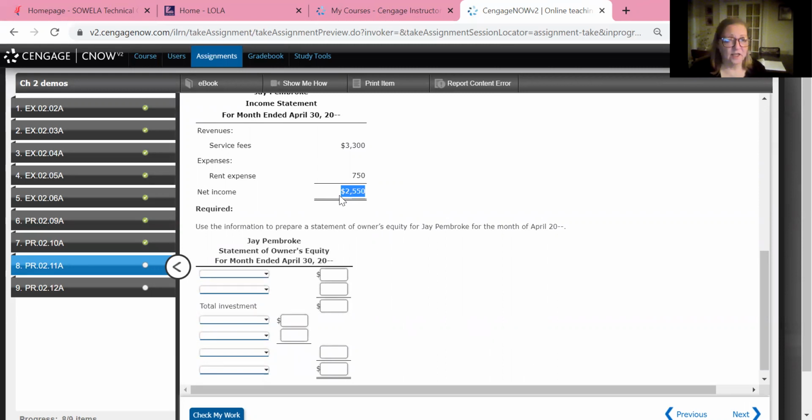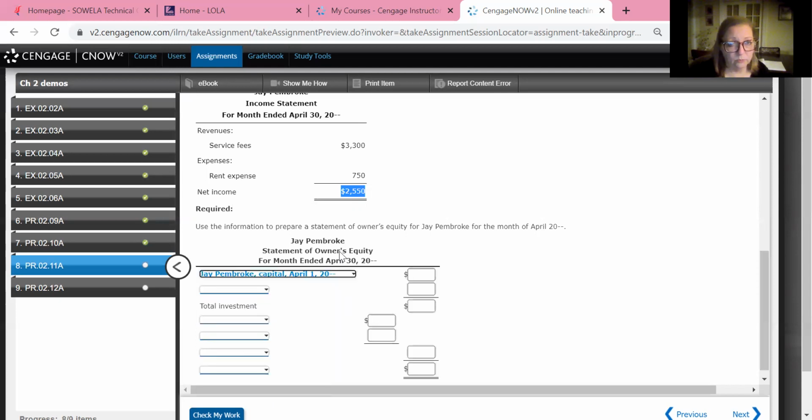So again, the heading is going to say the owner's name, statement of owner's equity is the title of the financial statement. And then it also says for the month of, because remember, these are for a period of time. For the month of April 30th. If it had been a year, it would say for the year of whatever, 1992 or 2022. But anyway, what we got here, we're going to take the beginning owner's equity, which in this case, this was his first year again. So we would have had a beginning balance of $0. And then we would add to that the amount that he invested.